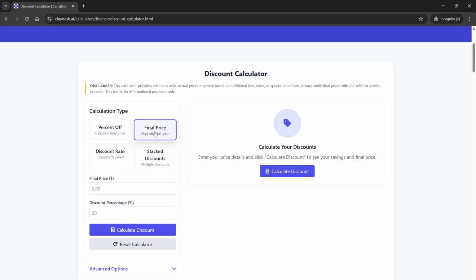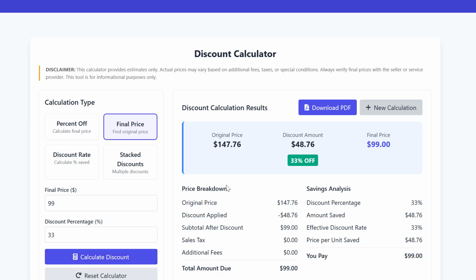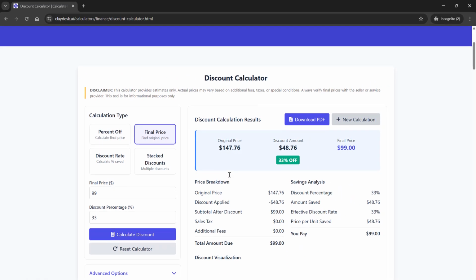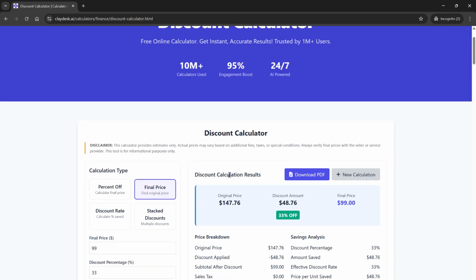So if I need to calculate the final price, for example, if my original price is $99 and the discount is 33%, then I can of course calculate accordingly. So it's a very powerful calculator. This is how you would go ahead and use the discount calculator.